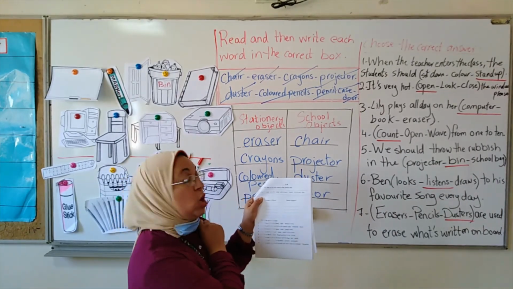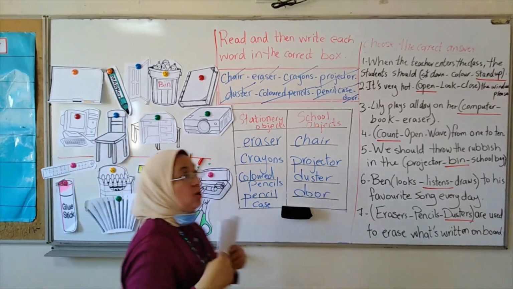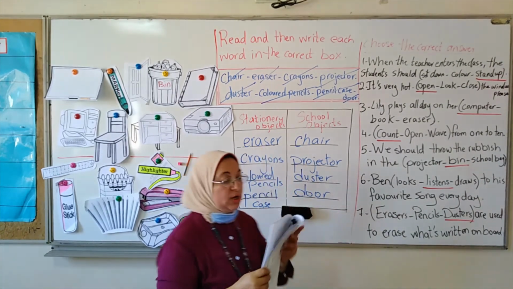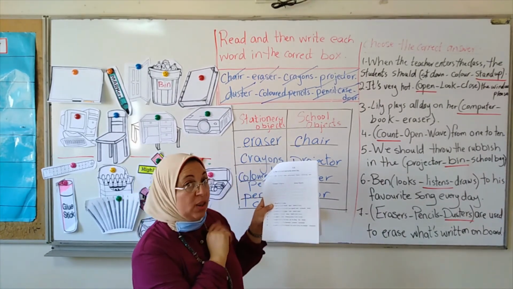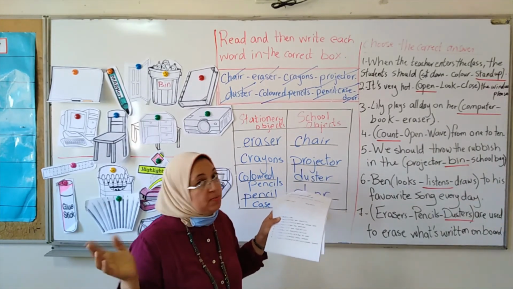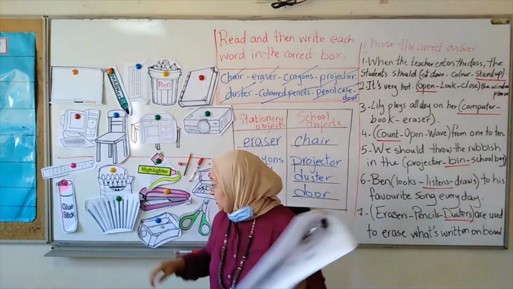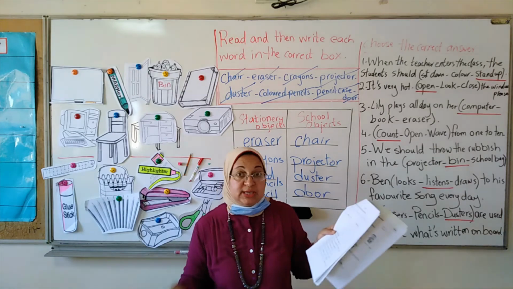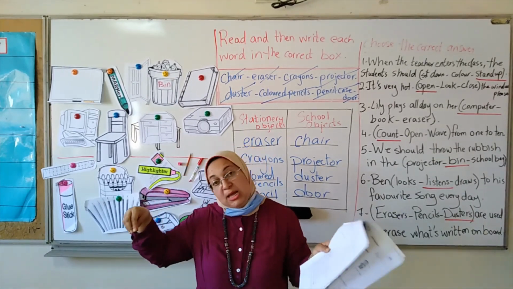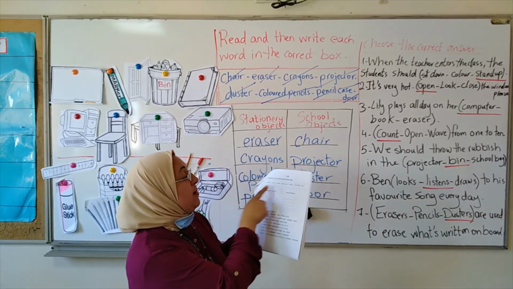For example, number 1, computer. Can you take the computer here in the class with you when you go home? No. So of course you're going to put it as a school object because you just use it here in the class, but I don't take it with me at home. Second word, ruler. Is it a stationary object or a school object? Can you put it inside your pencil case and go home? Yes, you put it inside my pencil case and they go home. So it's a stationary object.